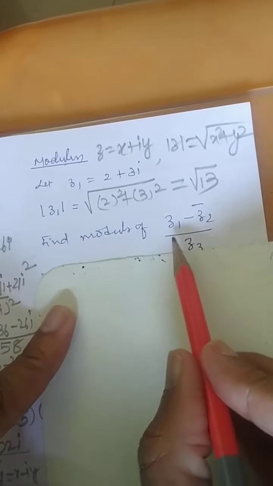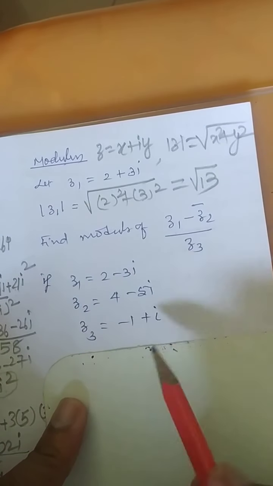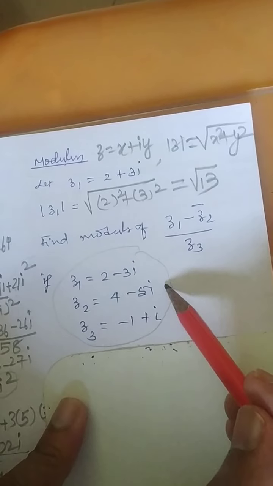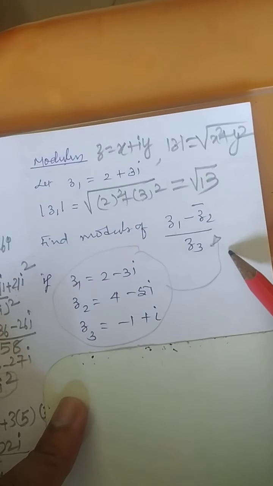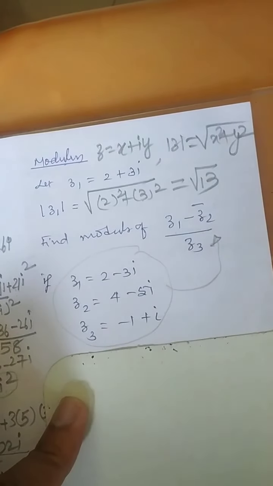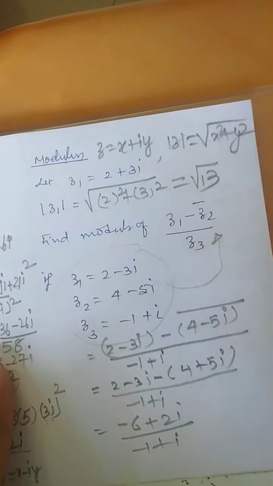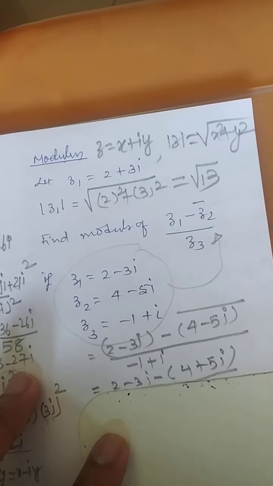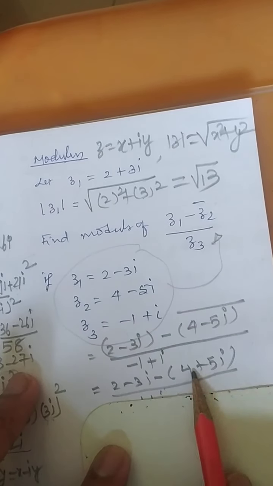Now find the modulus of (z1 minus z2 bar) upon z3. z1, z2 and z3 are given. What is to be done? These values are to be put over here. We'll simplify, and after simplification we can find the mod. Just replace and try to simplify. So if you open up this z bar over here, it is 2. This minus sign will be as it is, and here it will be plus.